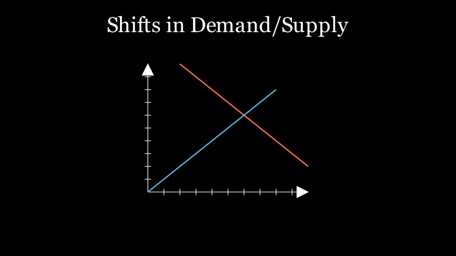On the other hand, if the study reveals that oranges are healthier than apples, we might see a decrease in the demand for apples at each price level, meaning a leftward shift in the demand curve.